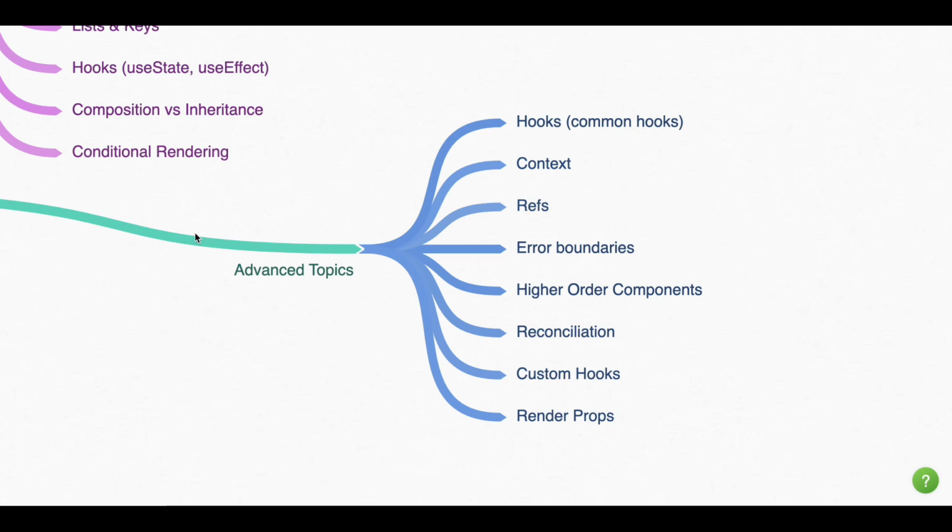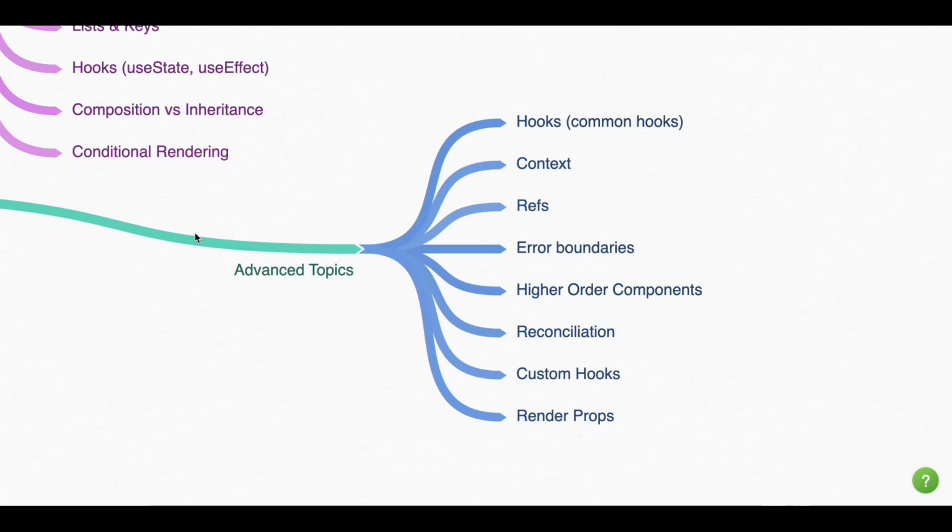The next is higher order component. A higher order component is an advanced technique in React for reusing component logic. With the help of HOC, you can handle your component in a very simple manner. Now, the next part is reconciliation. Reconciliation is the process through which React updates the browser DOM. It means it makes React work faster.